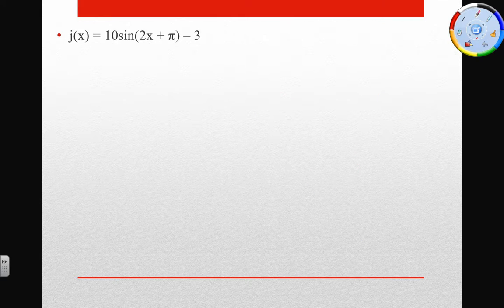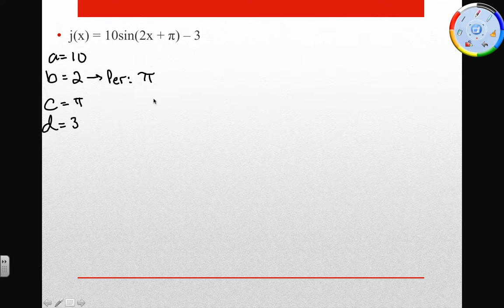Okay, let's continue. I'm going to kind of speed up the process here a little bit. I'm going to, first of all, start off with saying things like A is 10, B is 2, C is pi, and D is 3. So notice we have all 4 versions here. So my amplitude is 10. My period is 2 pi over 2, which is pi. My phase shift is pi over C over B, so pi over 2. And it's a plus, so it's left. And this is down 3.